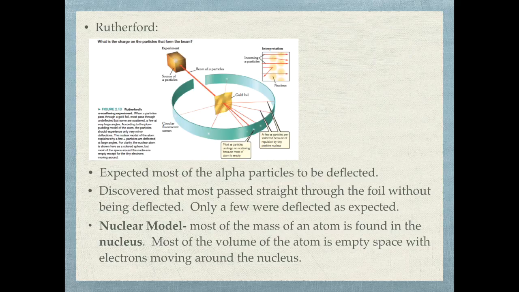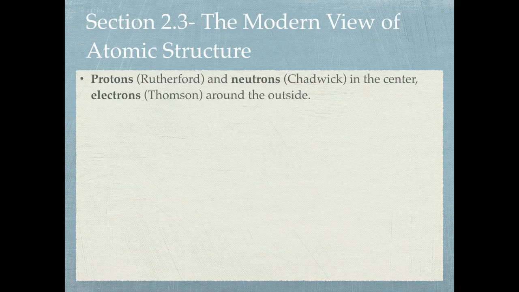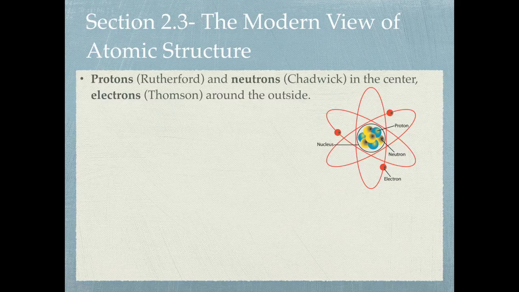So he got rid of the plum pudding model, which stated that most of an atom was positively charged particles, and instead, most of an atom is empty space with some electrons floating around, and most of the mass is very concentrated in the nucleus. So our modern view of the atomic structure involves protons, which were discovered by Rutherford, and neutrons, which were discovered by Chadwick, and those are found at the center in the nucleus, and then electrons are outside of there, and those were discovered by Thomson. And so this is the modern view of the atom.